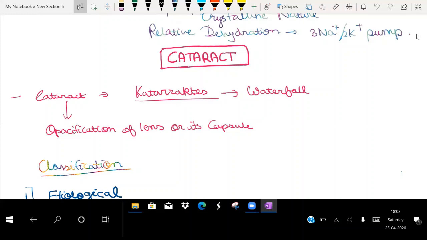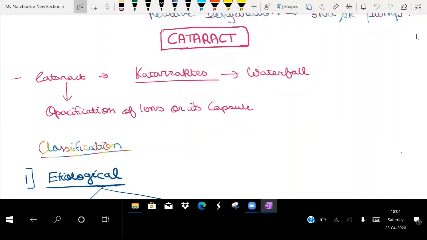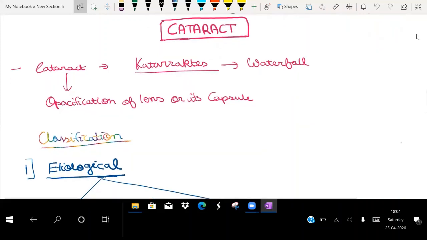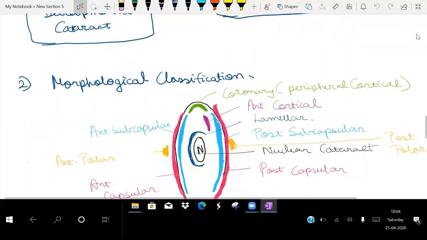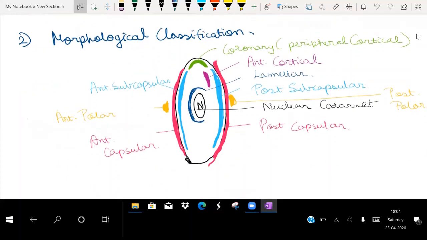Now, the most important part under cataract is its classification. The most simple classification is the etiological classification. Now we can divide cataract into congenital or developmental cataract and acquired cataract. We will further discuss it in the session, how we further classify the congenital and the acquired cataracts. Now the second and the most important classification is the morphological classification.